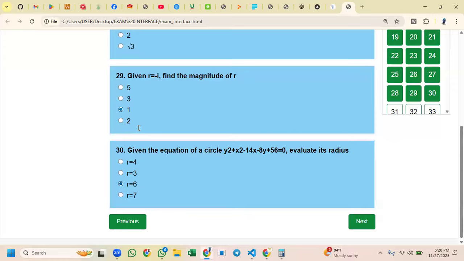Now, given the equation of a circle, y squared plus x squared minus 14x minus 8y plus 56 is equal to 0. Evaluate its radius. I don't think we have much time on this one. The radius should be 3.